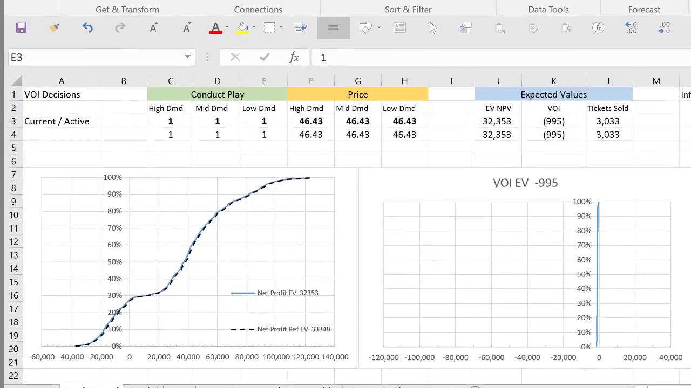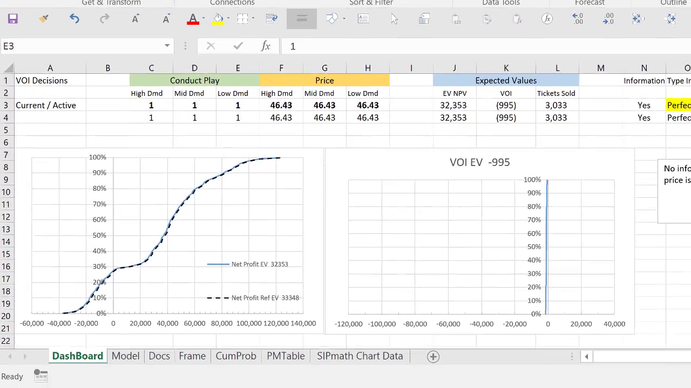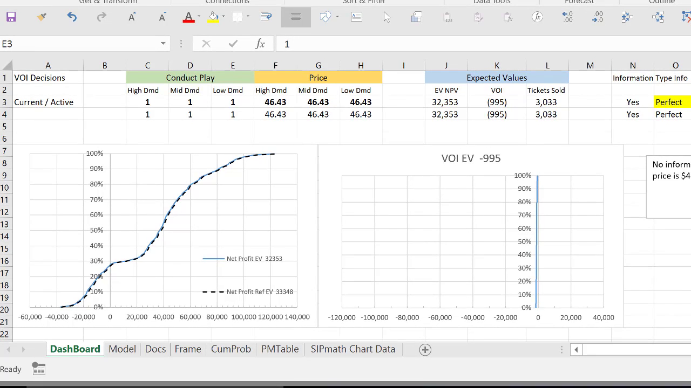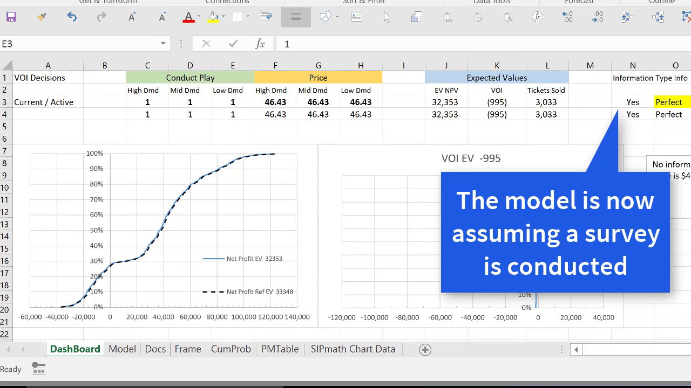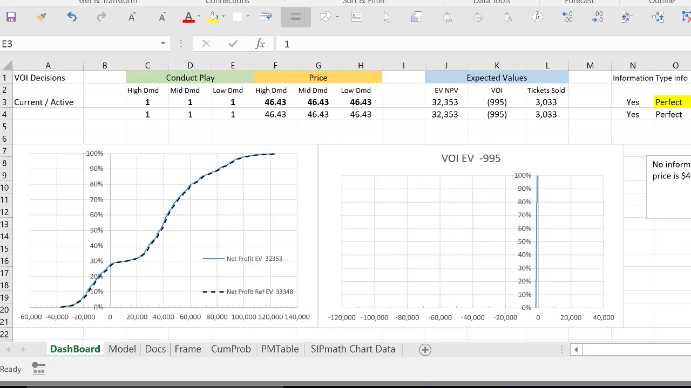We've optimized our reference case, which is new information. The decision was to put on the play and to charge $46.43. And now the question is, should we go do a survey to determine the demand, and can we improve our expected value NPV? So for this first pass, we'll take this 46.43 and put it in here as our prices, and we will develop everything. So now let's look at these two charts.